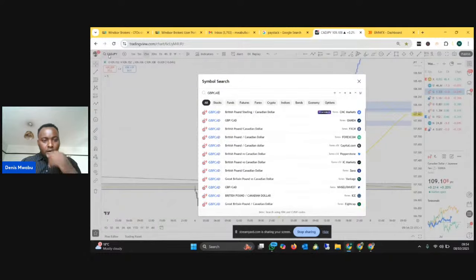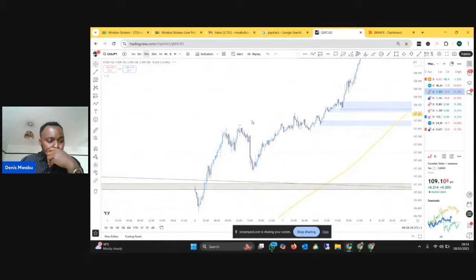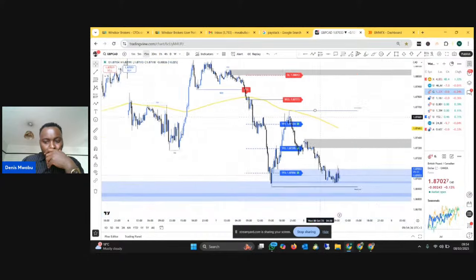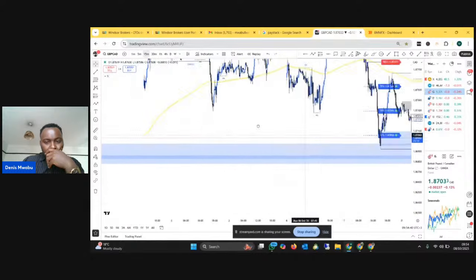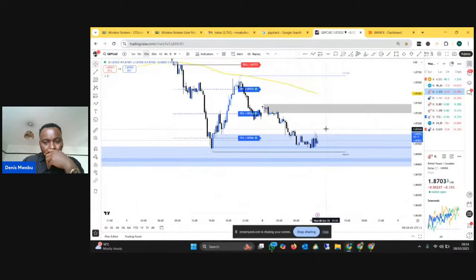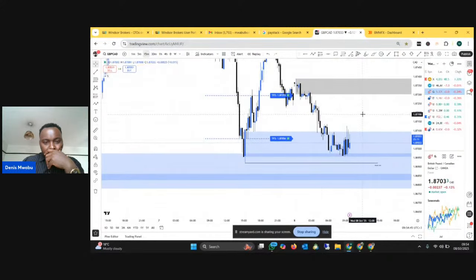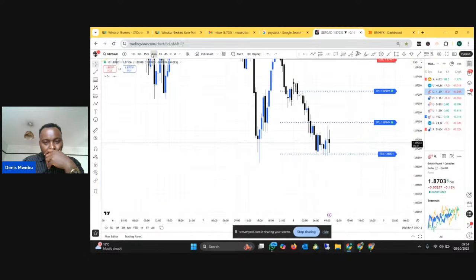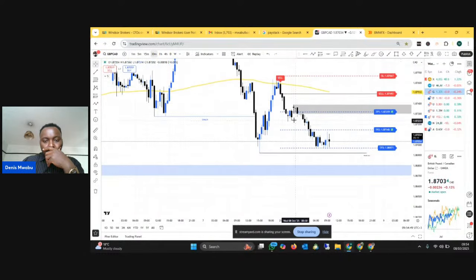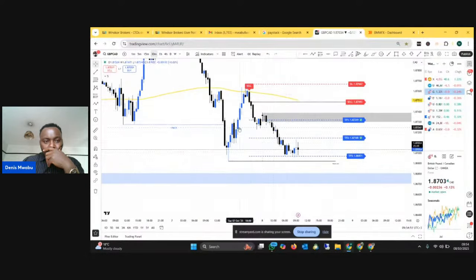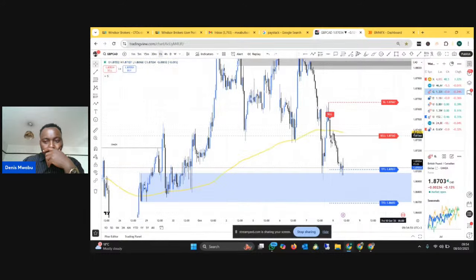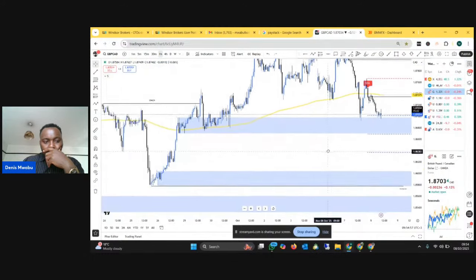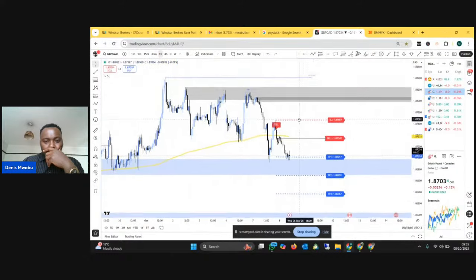GBP CAD. We are looking to buy GBP CAD. Okay, so it's on a buy zone here, but I need to see my BMM. I can see my BMM is giving a sell, but I need it to give me a buy also. I need it to give me a buy, right?